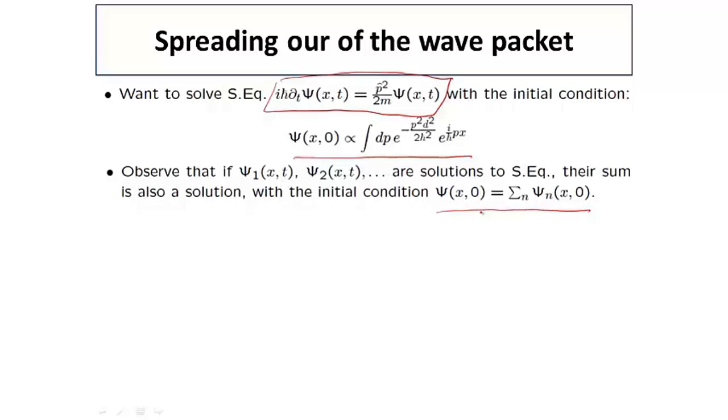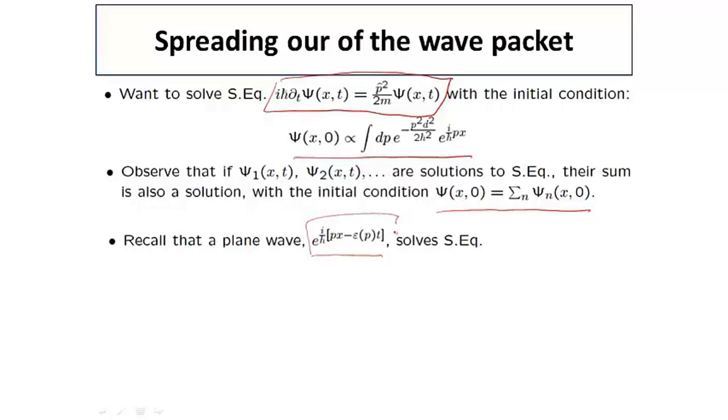The second circumstance is that we have to recall that a plane wave written as so is indeed a solution to the Schrödinger equation. In some sense, we have constructed the Schrödinger equation such that it would give us this as a solution. And here epsilon of p is the energy of the free electron, and it's simply equal to p squared over 2m.